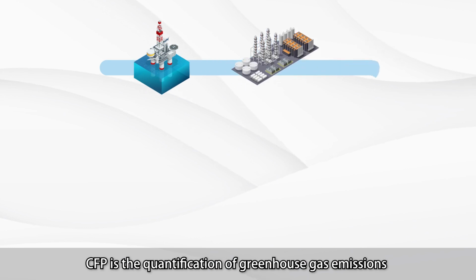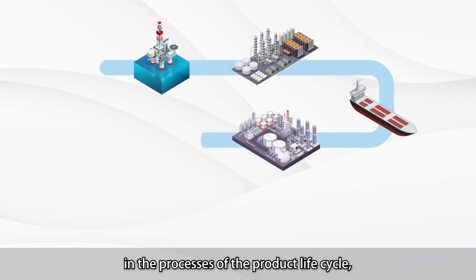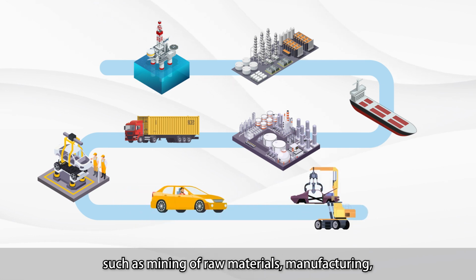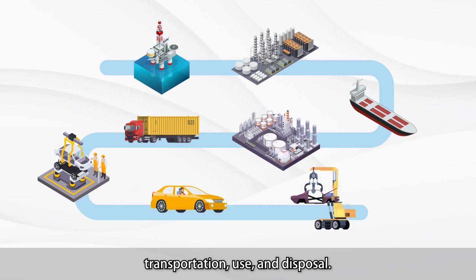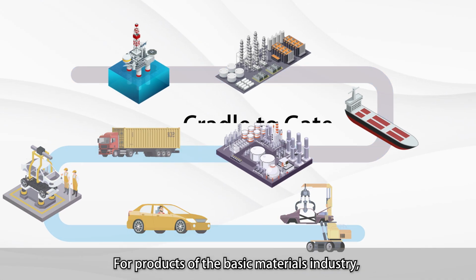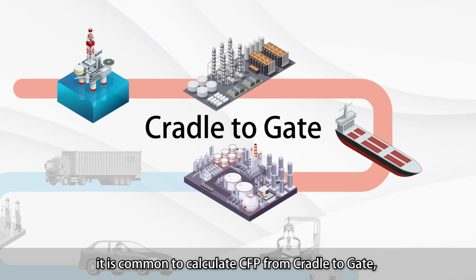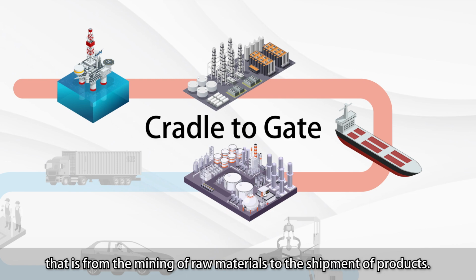CFP is the quantification of greenhouse gas emissions in the processes of the product lifecycle, such as mining of raw materials, manufacturing, transportation, use, and disposal. For products of the basic materials industry, it is common to calculate CFP from cradle to gate. That is, from the mining of raw materials to the shipment of products.